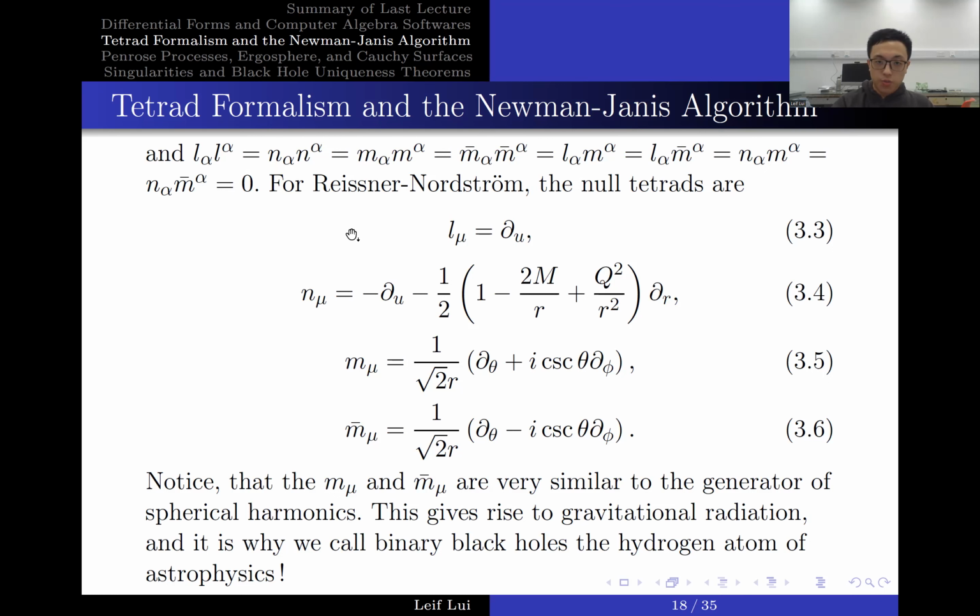And for Reissner-Nordstrom, we can write the null tetrads as follows. L mu is equal to partial mu, n mu is this, m mu is this, and this is simply its complex conjugate. Notice that m mu and m bar mu are very similar to the generators of spherical harmonics. Interestingly, this gives rise to gravitational radiation. This is why we call binary black holes the hydrogen atom of astrophysics, because you can write the gravitational wave signatures for the ringdown modes as spin-weighted spherical harmonics.